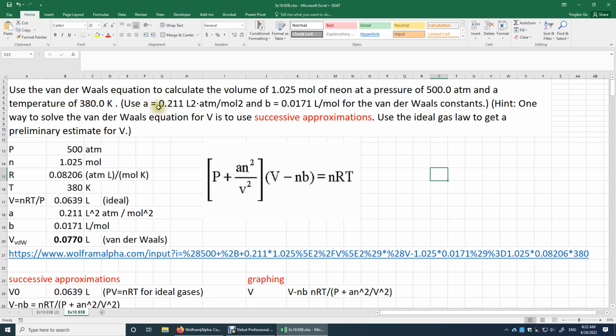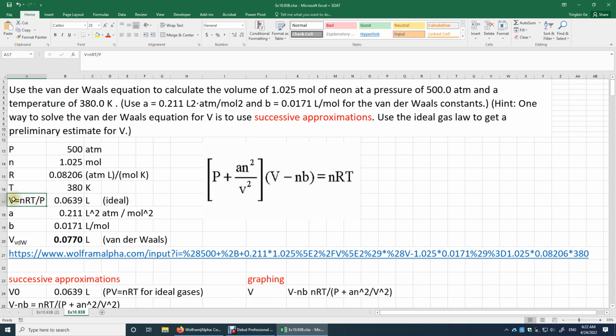We have van der Waals parameters a and b, they are here, so I'm going to write down the information. Pressure is 500 atm, n is 1.025 mole, R is 0.08206 atm times liter over mole K. You can use SI units, then this number will be 8.31446 joule per mole K. Temperature is 380 Kelvin. And then we can easily use the ideal gas equation, PV equals nRT, to calculate volume.